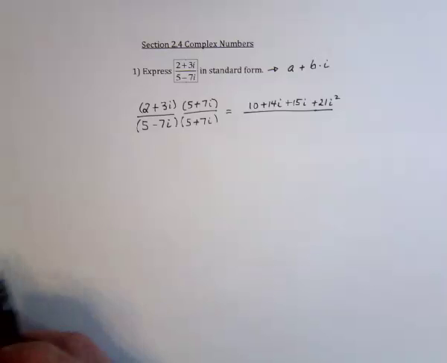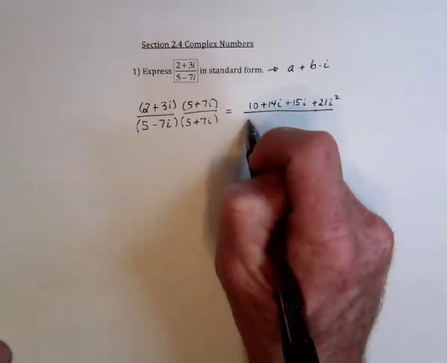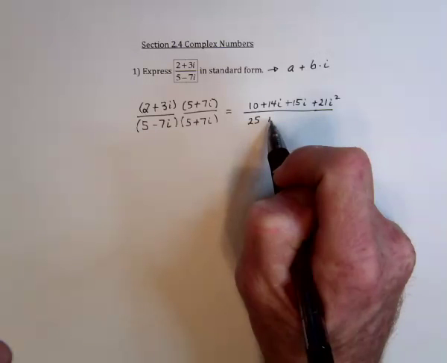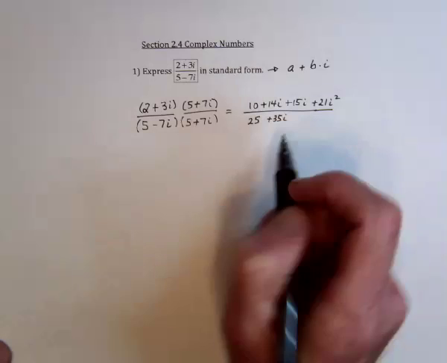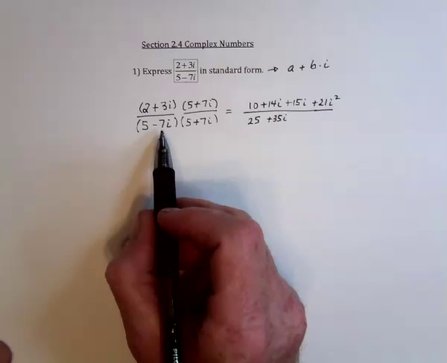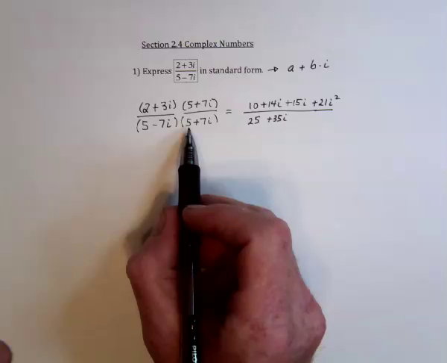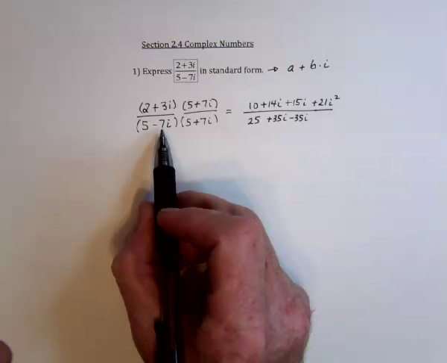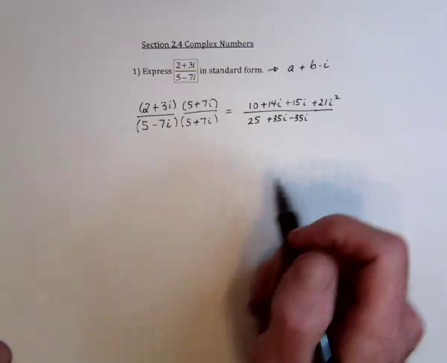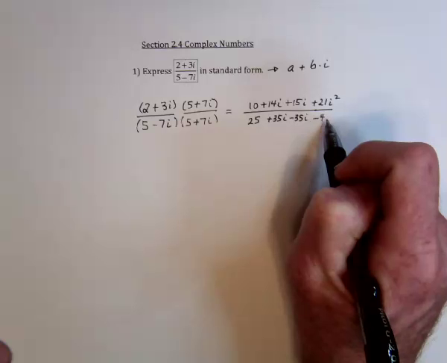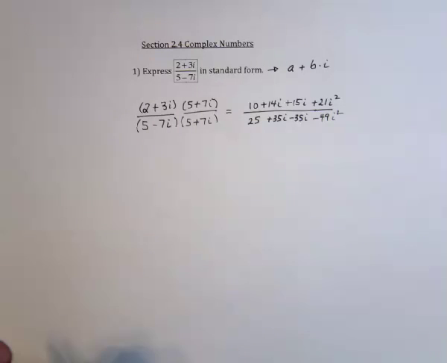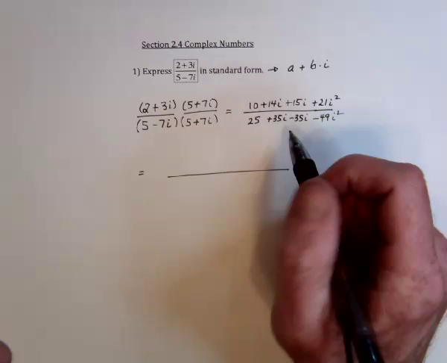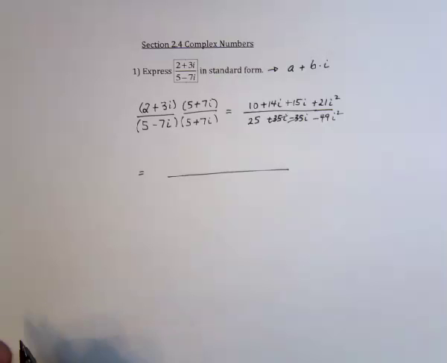Likewise, multiply the denominator. 5 times 5 will be 25, and then 5 times 7i is a positive 35i. Now distribute this negative 7i. So this would be negative 35i. And the last one is going to be a negative 7 times a positive 7, both with i, so a negative 49i squared. One thing to notice is that in the denominator, there's a positive and a negative 35i, so those are going to cancel.